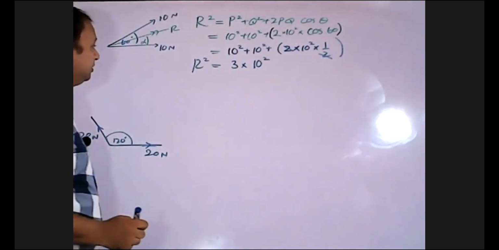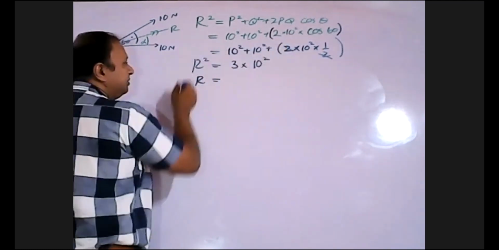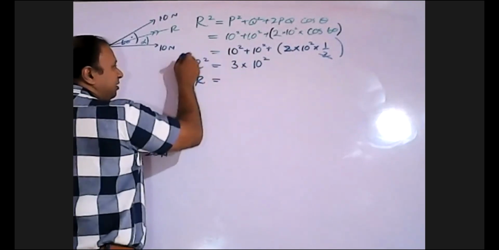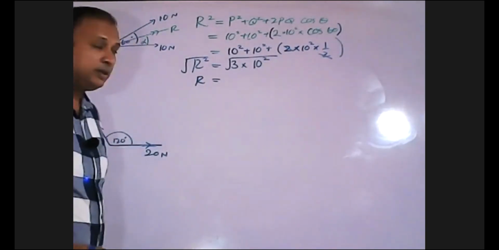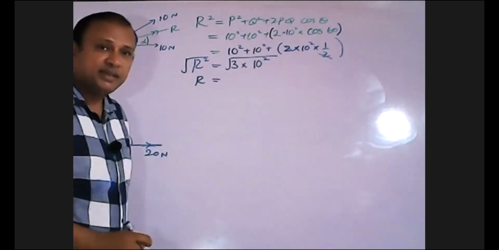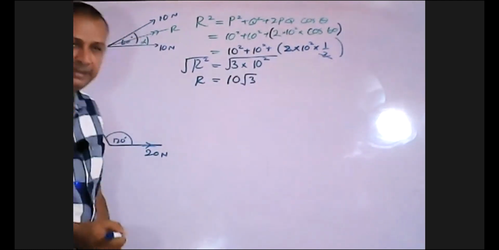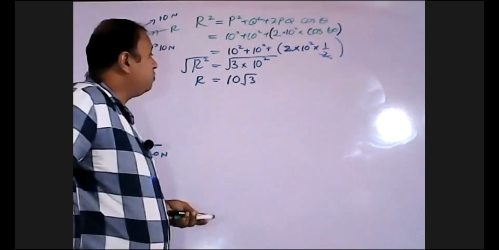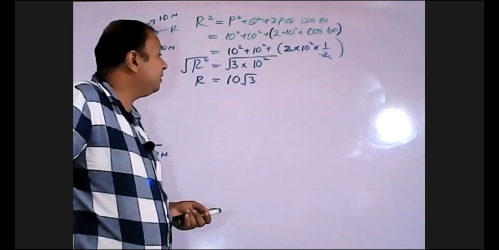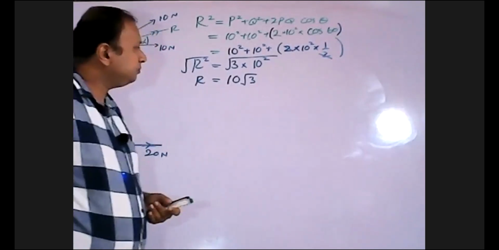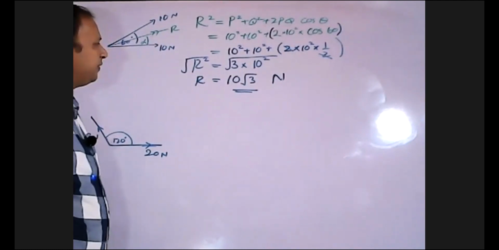How to take the square root? R is equal to the square root of the entire thing. You can take the square root of 10 squared, which is equal to 10. You cannot take the square root of 3, therefore you can keep it as root 3, or you can apply the value of root 3, which is 1.73 or something, and take the final result. So R is equal to 10 times root 3, or 17.3 Newton.